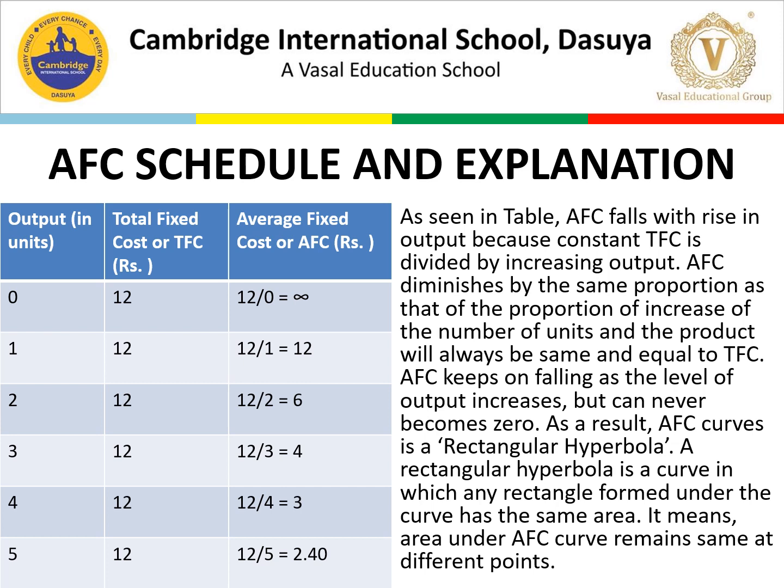So similarly, the constant is 12. Constant TFC is 12, and when we divided it by the units of output, we got a diminishing value. Okay, so AFC diminishes by the same proportion as the proportion of increase in the number of units, and the product will always be the same and equal to TFC. AFC keeps on falling as the level of output increases.